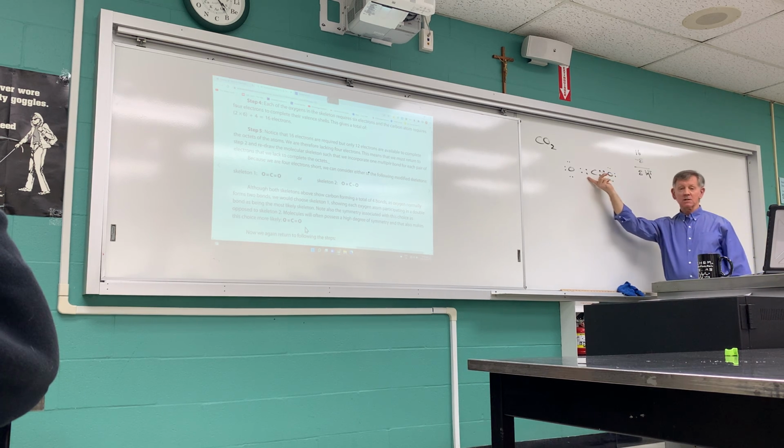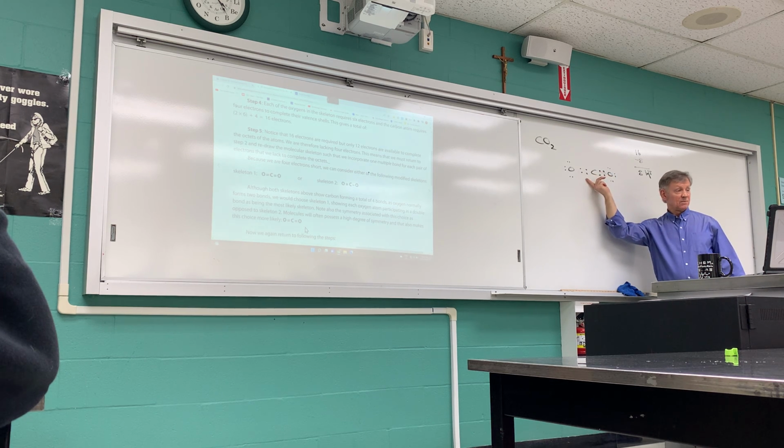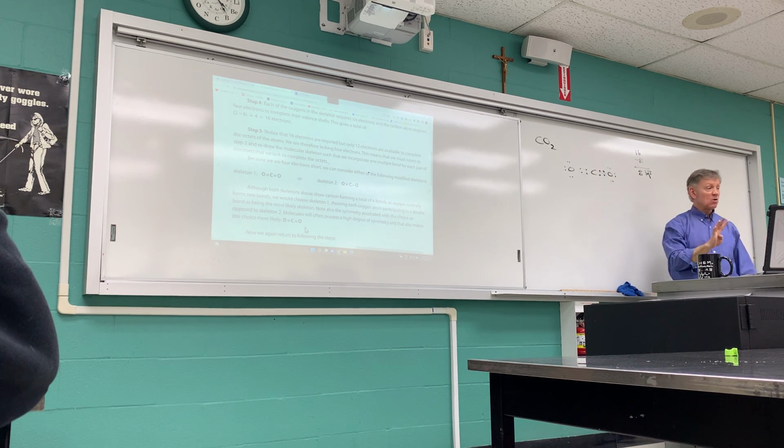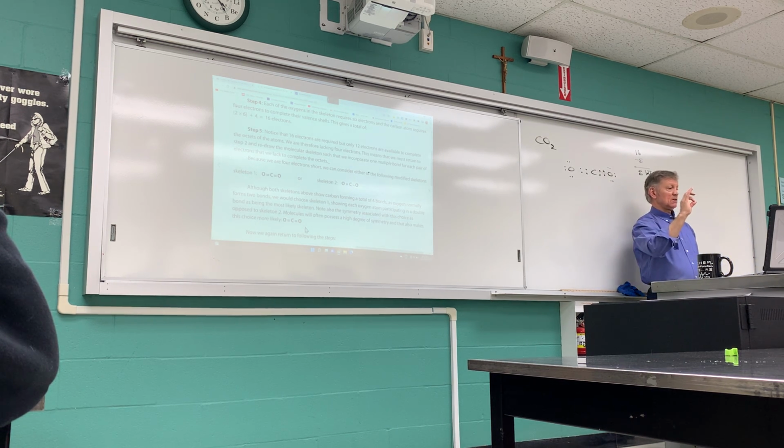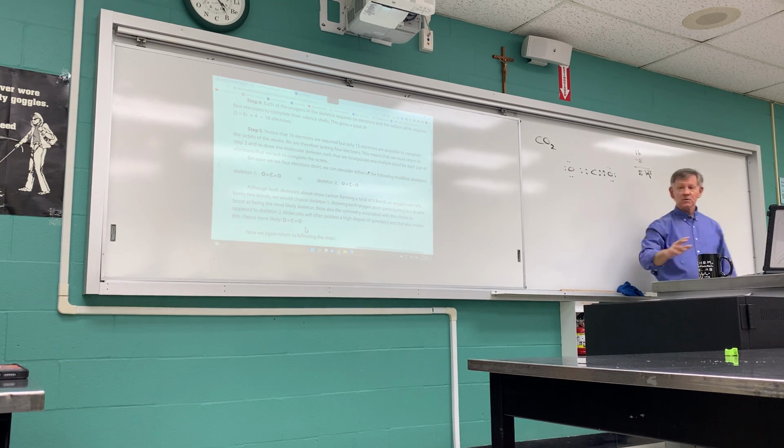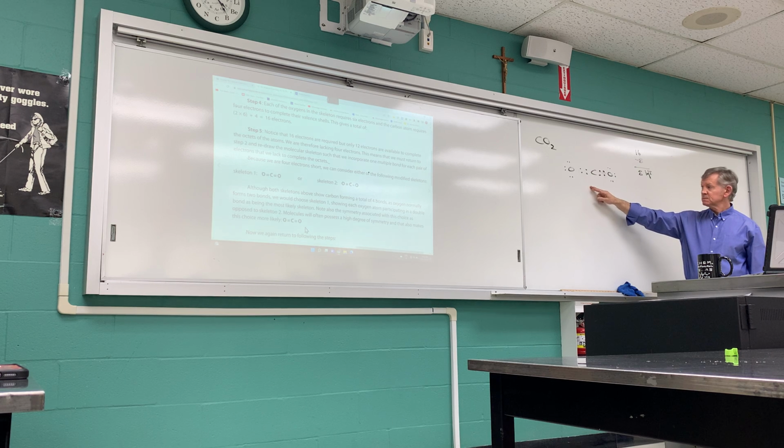So how many valence electrons is associated with carbon in this diagram? 4. How many does it own? 4. So what's the formal charge on carbon? 0. It owns 4, we've given it 4. That's ideal, okay? Let's do the same for oxygen.